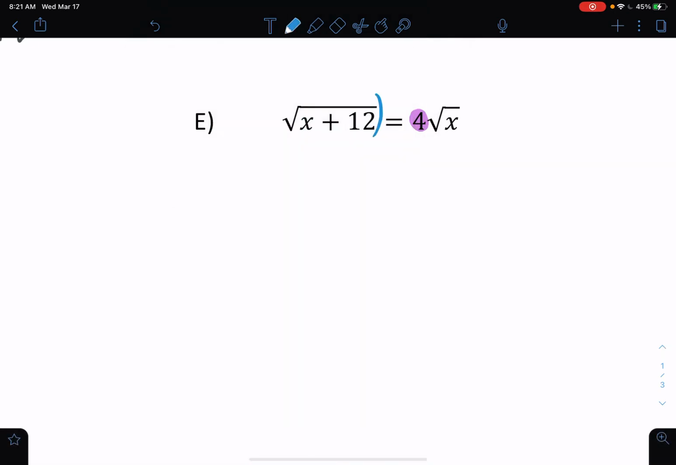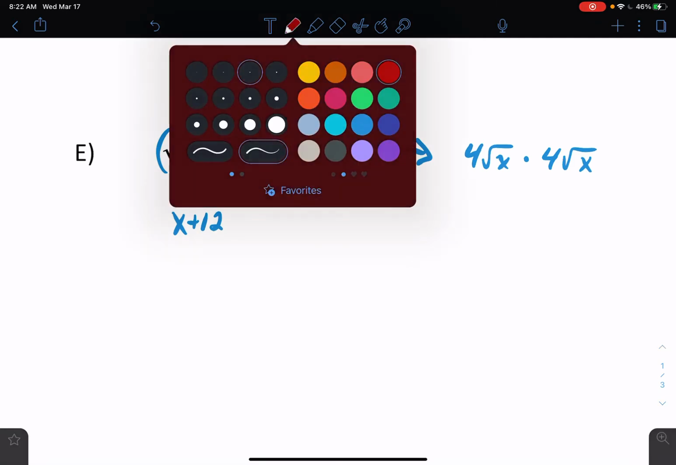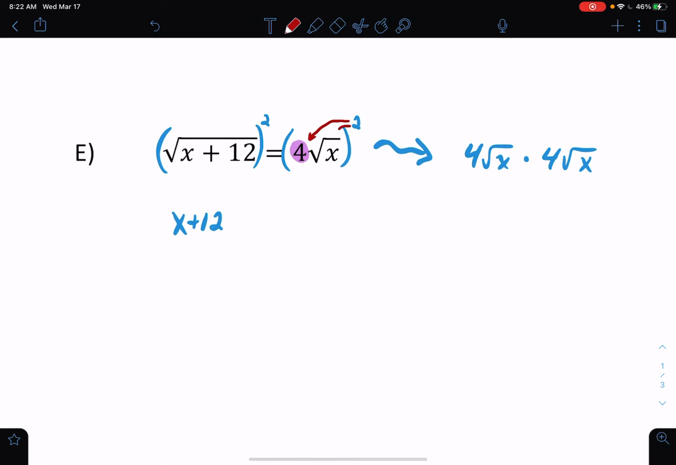And let's see what's going to happen. So we're going to square this side. That's going to leave us with just x plus 12. But when I square the right-hand side, if I square 4 square roots of x, that's the same thing as 4 square roots of x times 4 square roots of x. Just think, power to a power, I have to distribute this exponent to both parts. So I need to make sure that you understand that you're taking that entire right-hand side and squaring it.